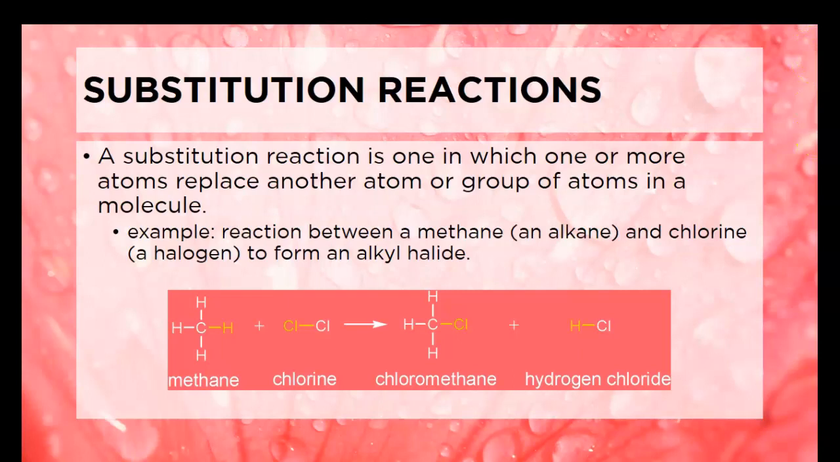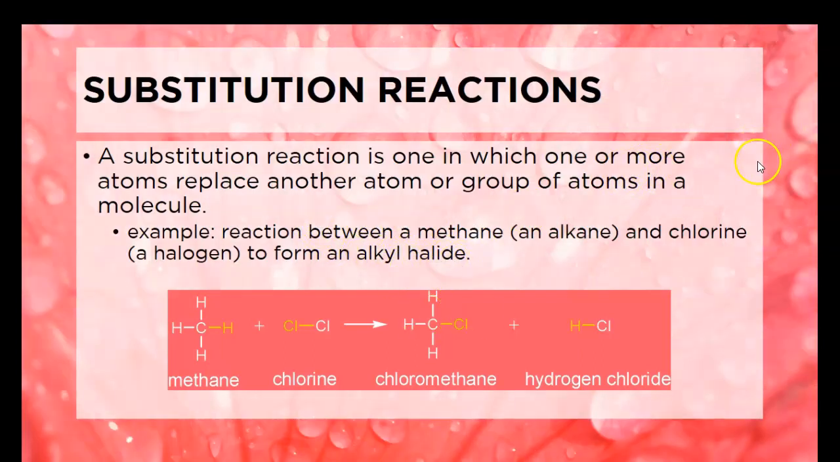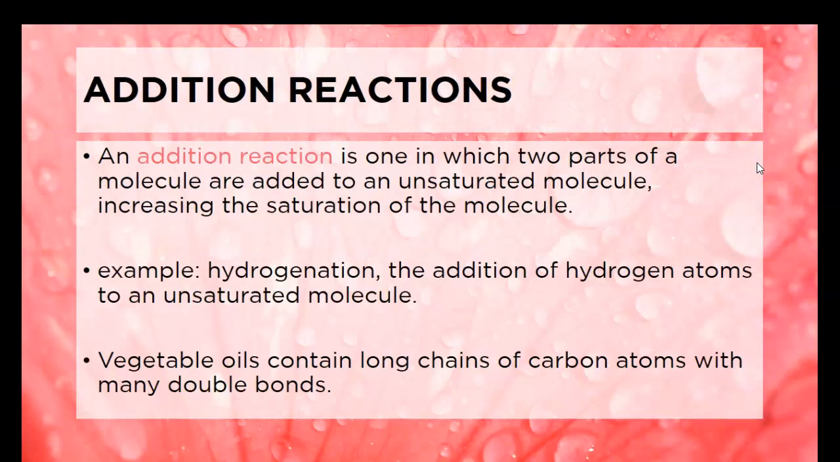You can see here we have CH4. That H is then replaced with a Cl, and we have chloromethane instead of methane. So it's an alkyl halide because it has both of those components. So that would be an example of a substitution.